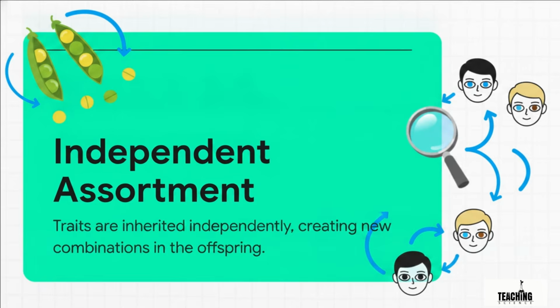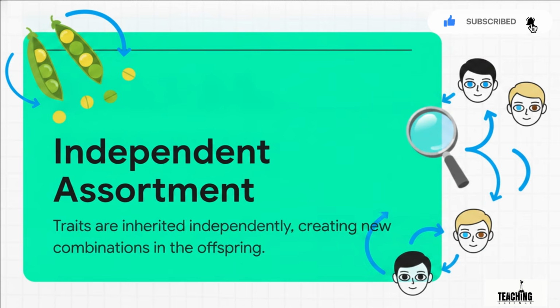And this brilliantly illustrates our next important definition, the law of independent assortment. Simply put, inheriting one specific trait, like the shape of the seed, does not force the inheritance of another specific trait, like the color of the seed. They're inherited completely independently of one another.